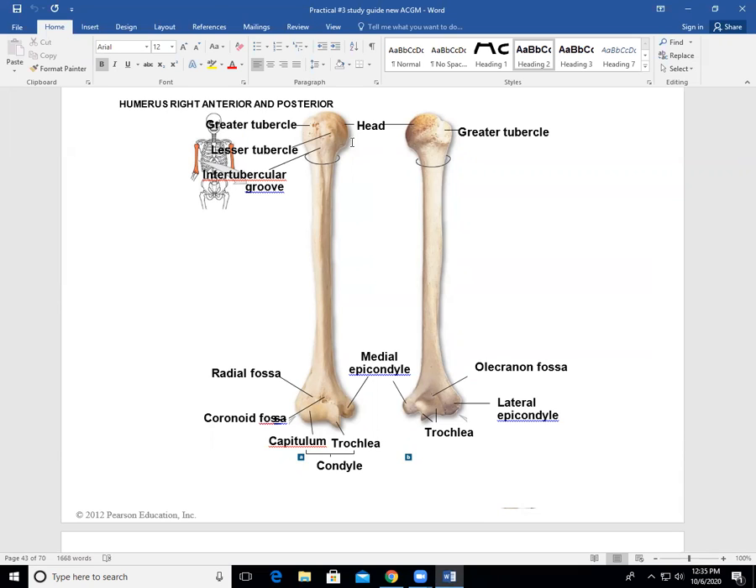This is the anterior view of the head. These are the capitulum and trochlea. So the head of the humerus is facing the right. This is the right. Oh, yeah. On this one, the trochlea is facing you, but the head of the humerus is facing to the left.